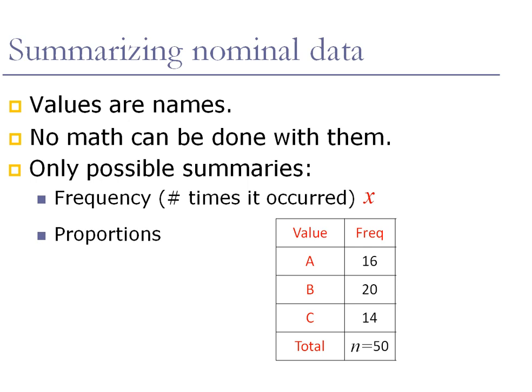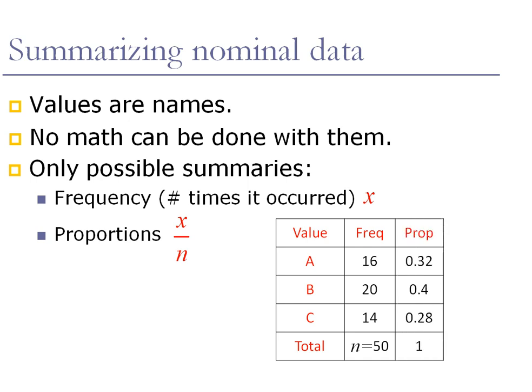The other thing that we can do is actually compute proportions. So what proportion of the total sample was made up of A's? By doing that, we divide the number X, or the 16 in this case, by the total sample size N, and we can come up with these other numbers. So 16 divided by 50 gives us 0.32, 20 divided by 50 gives us 0.4, 14 divided by 50 gives us 0.28. And if you're getting tired of all these numbers, don't panic, don't worry. We are going to spend very little time on that.